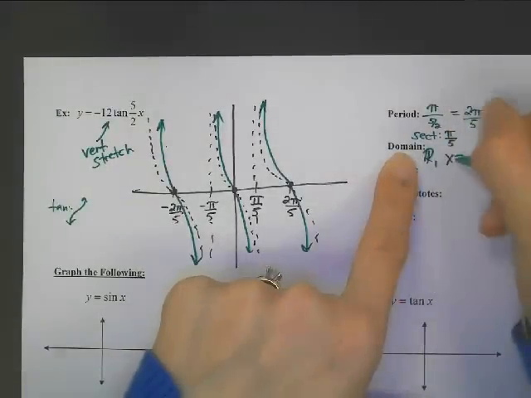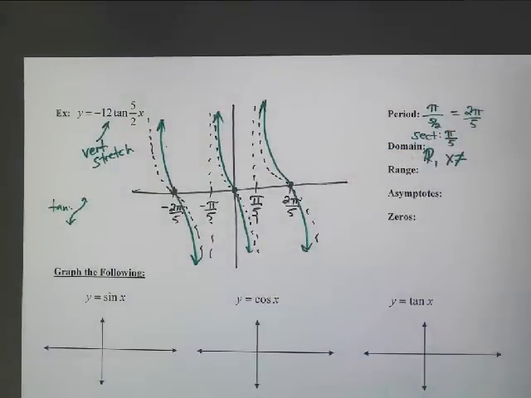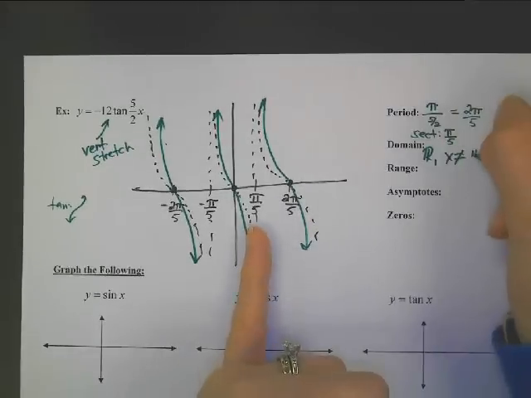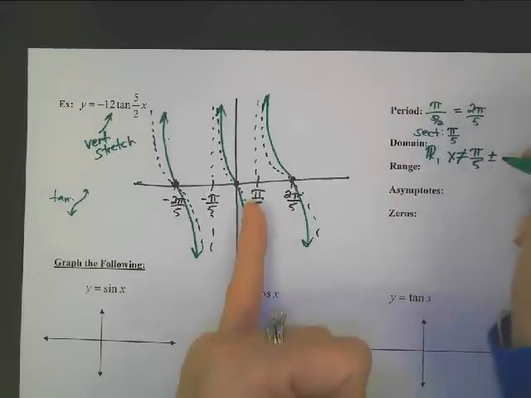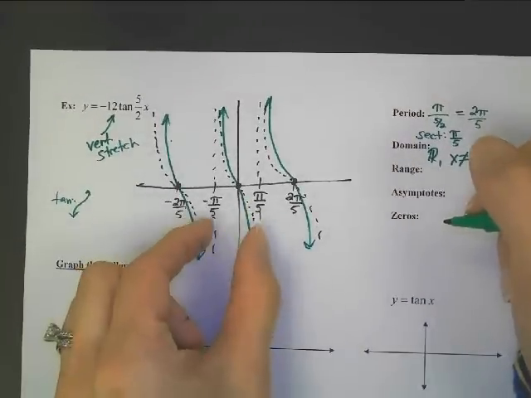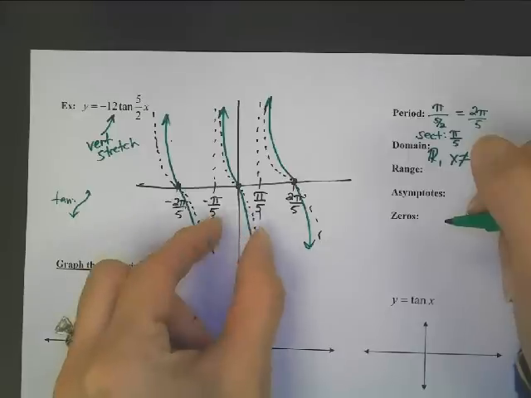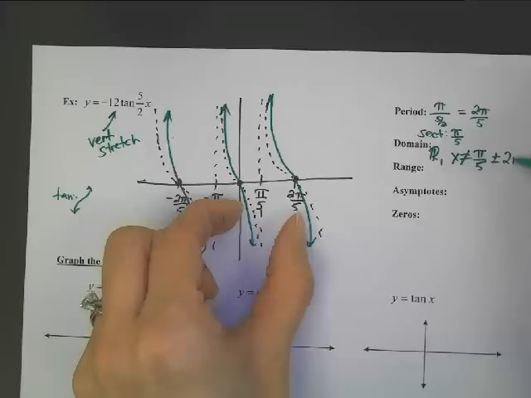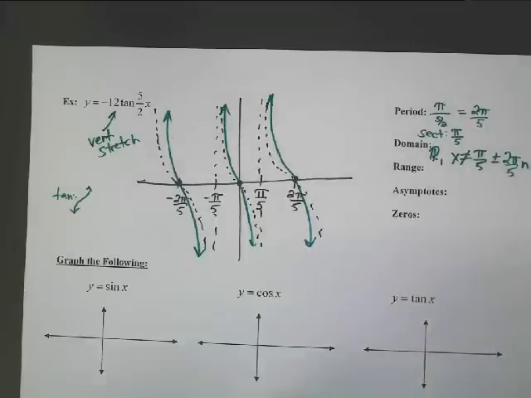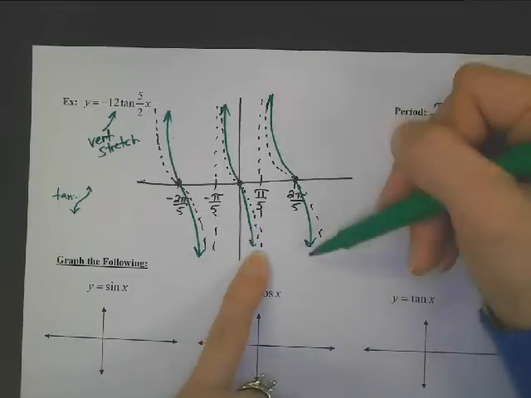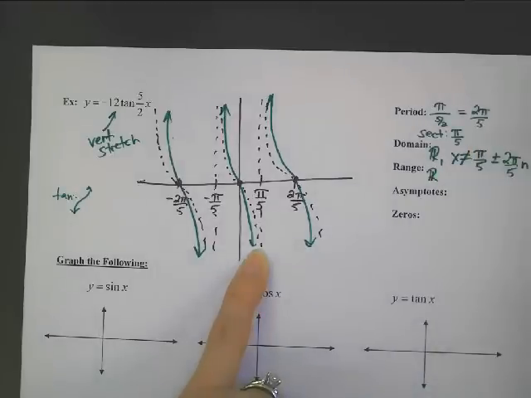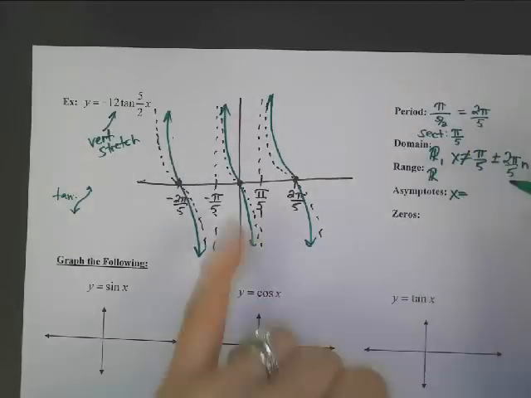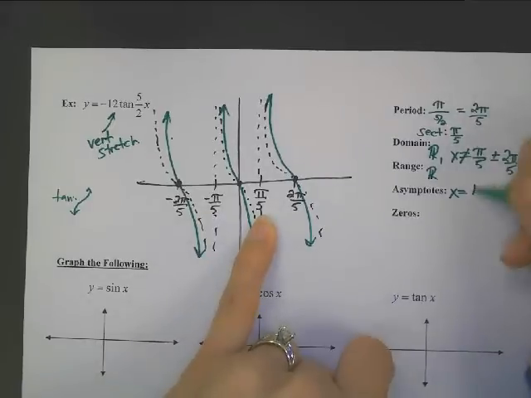Domain is all reals except x is not. The first asymptote is found where? Pi over 5. Plus or minus, the space to the next asymptote is 2 sections. You can think 1 out of 5, 1 out of 5 makes 2 out of 5, or you could just slide your fingers down and say, oh, 2 sections is 2 pi over 5n. Range for tangent and cotangent, all reals. Does he have asymptotes? Of course he has asymptotes.